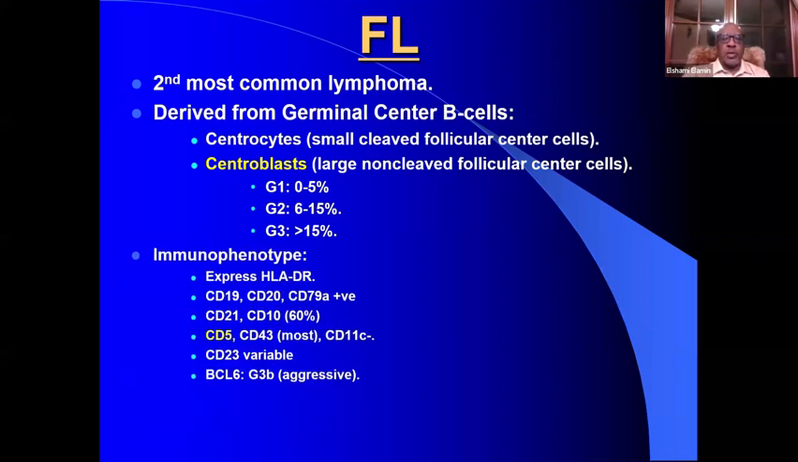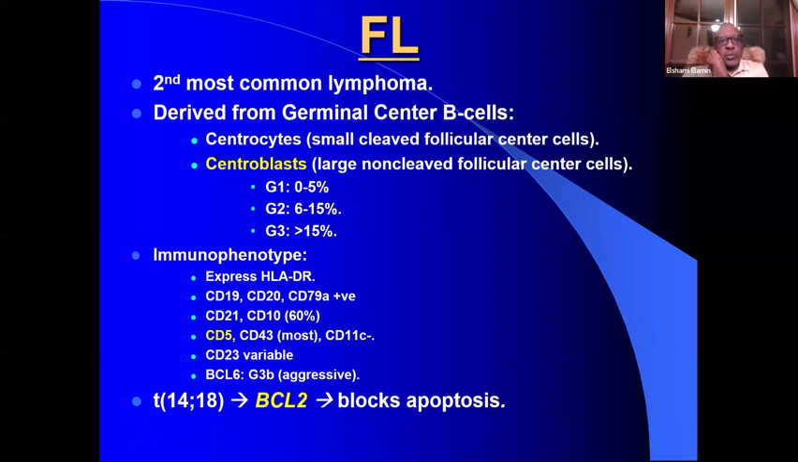And here in the flow cytometry, or the immunophenotype of it, you see the CD5. CD5 is a T cell marker, but we see it in follicular lymphoma. It is characterized by BCL2, which is the product of the translocation on chromosome 14;18. Basically, it blocks apoptosis. So cells multiply because we block apoptosis, or programmed cell death.